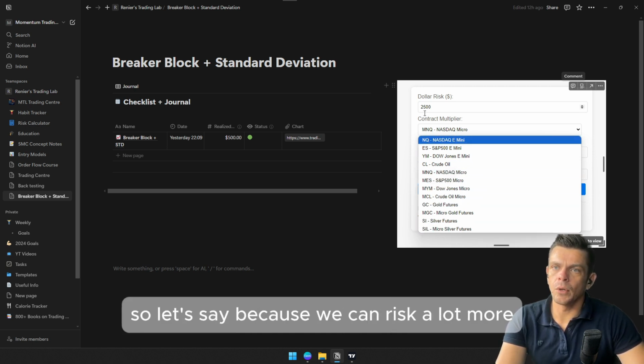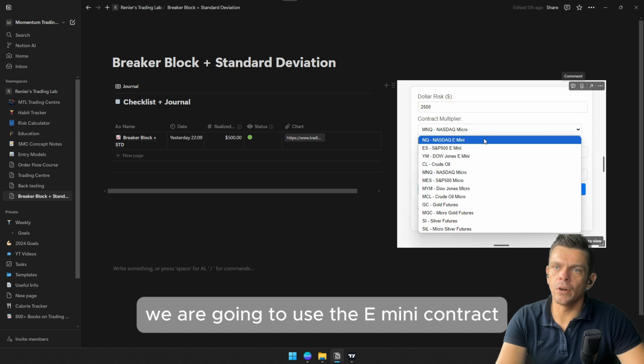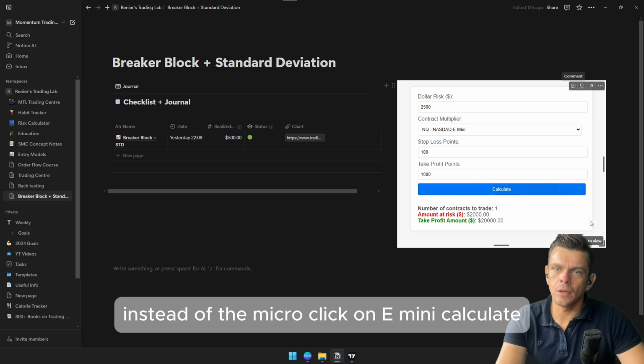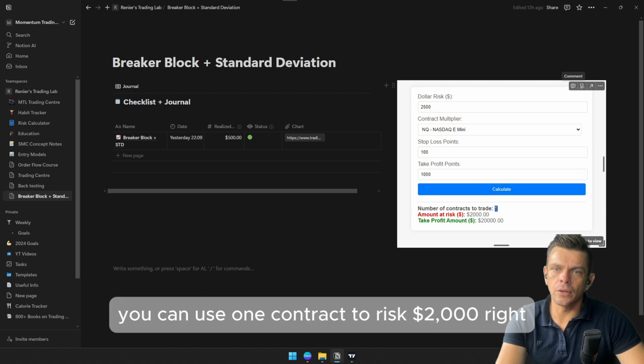So let's say because we can risk a lot more, we are going to use the E-mini contract instead of the micro. Click on E-mini, press calculate, and it will show you that you can use one contract to risk $2,000.